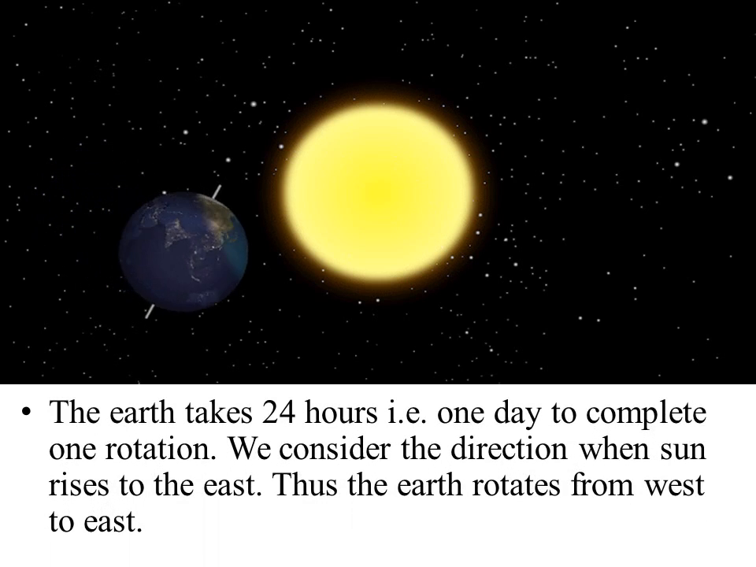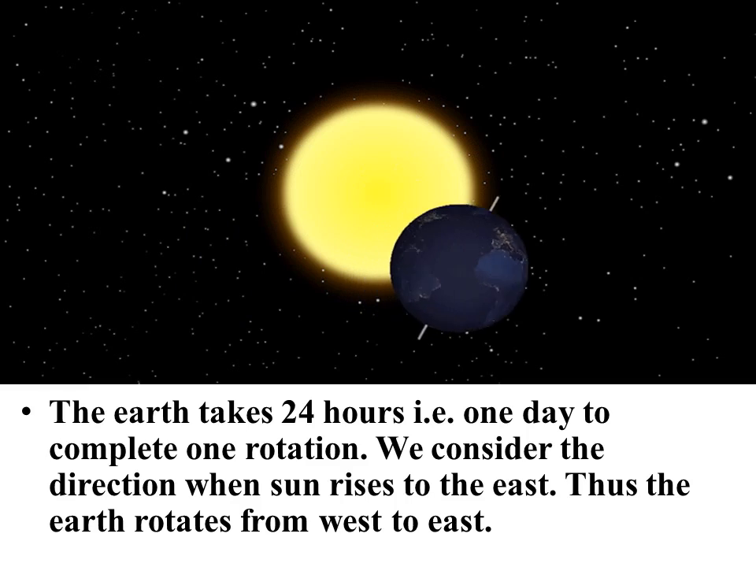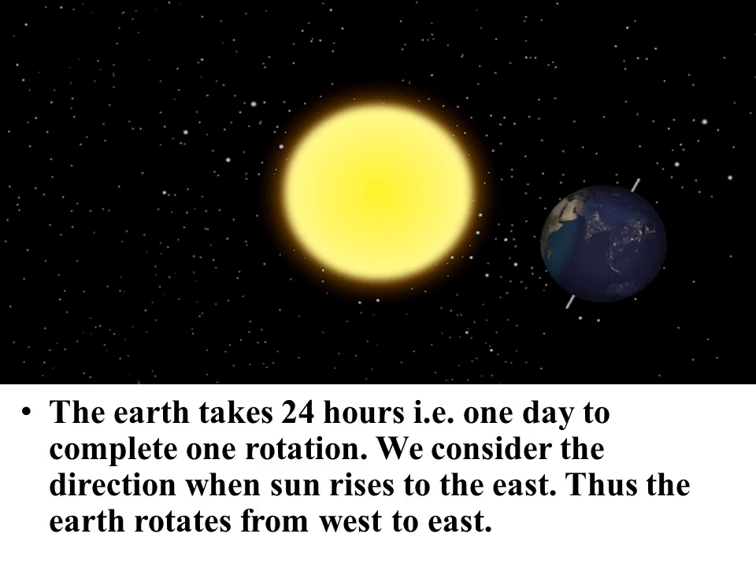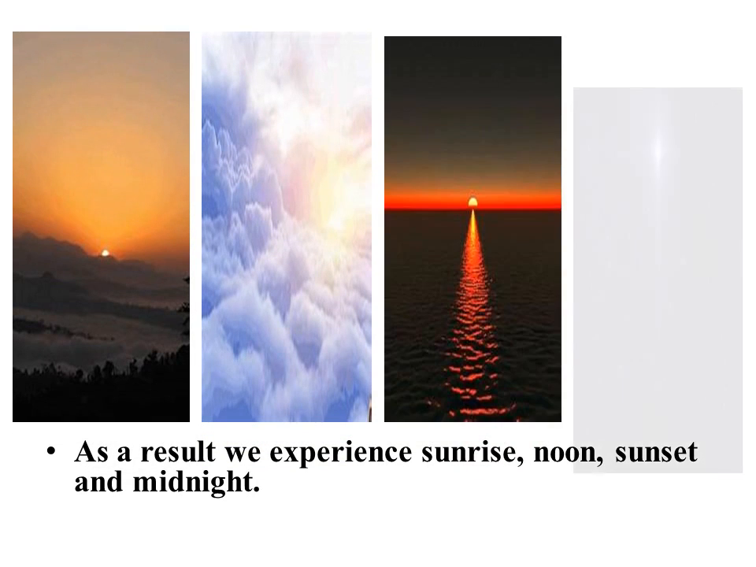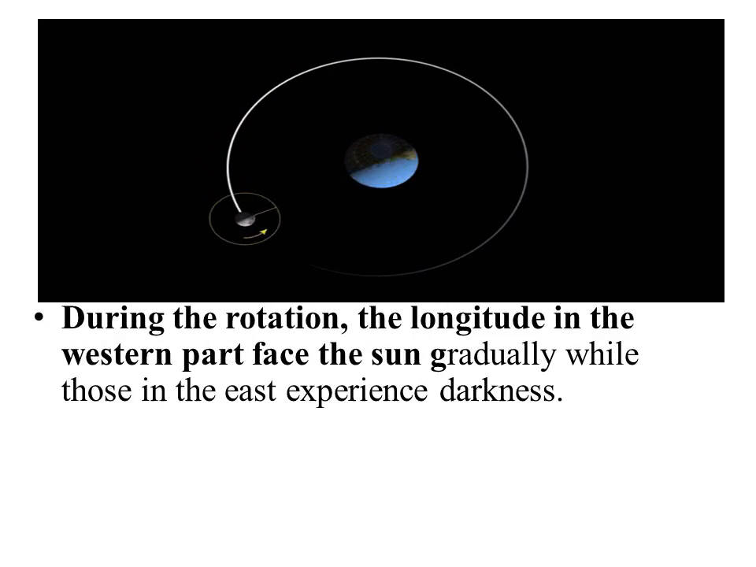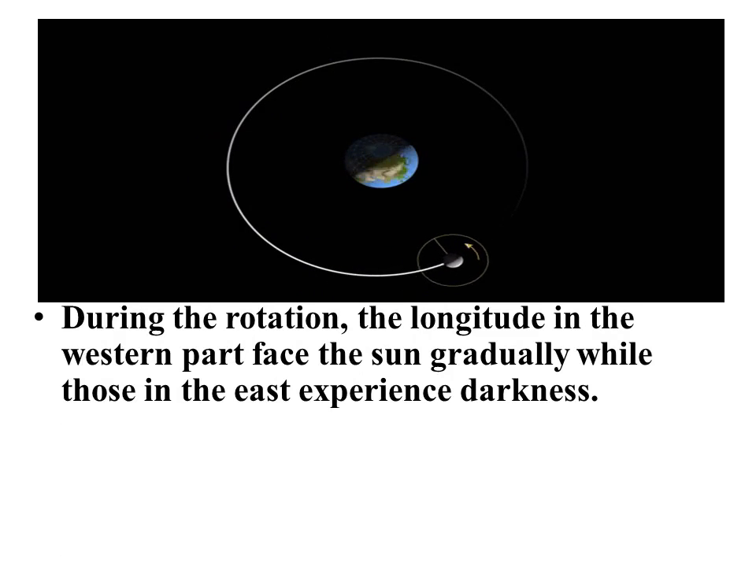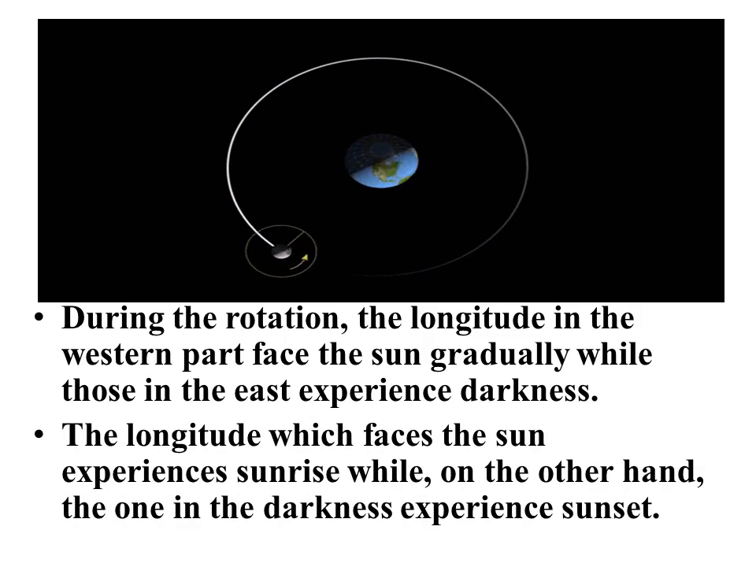The earth takes 24 hours, or one day, to complete one rotation. We consider the direction when the sun rises to be east, thus the earth rotates from west to east. As a result, we experience sunrise, noon, sunset, and midnight. During the rotation, the longitudes in the western part face the sun gradually, while those in the east experience darkness. The longitude which faces the sun experiences sunrise, while on the other hand, the one in darkness experiences sunset.